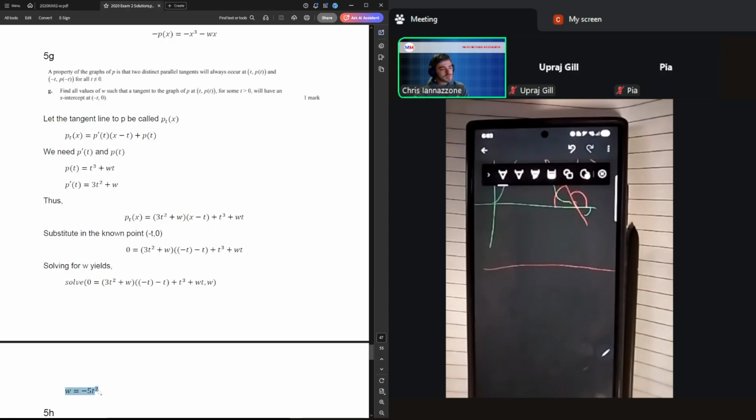All the possible values of W. W is negative 5t squared. That's just a graph, W being negative 5t squared. Same thing as if I said y is equal to negative 5x squared. All the values of W, all the values of y. Basically the same thing. In fact, it's exactly the same thing, just a different letter or sequence of letters.